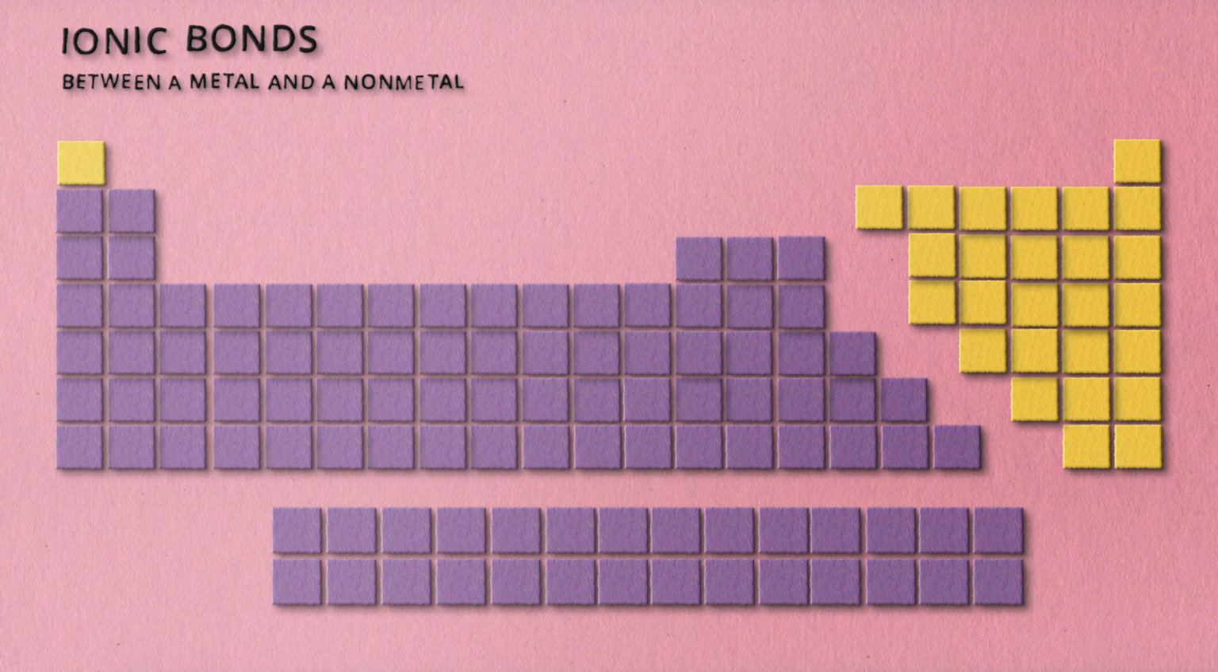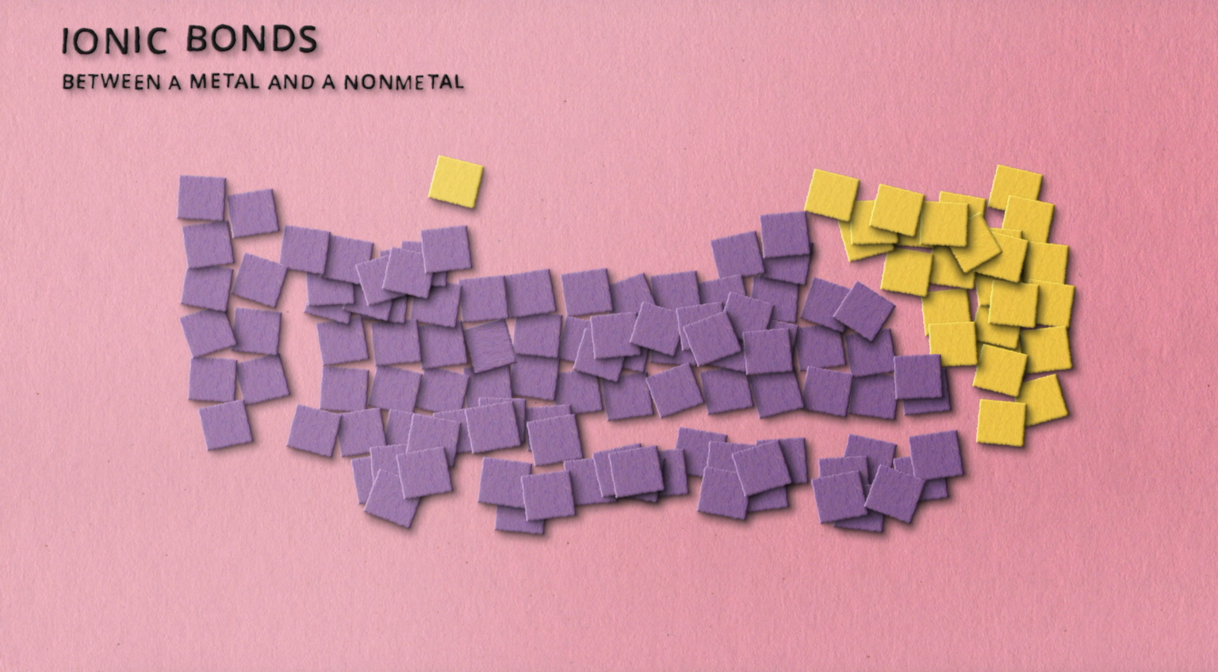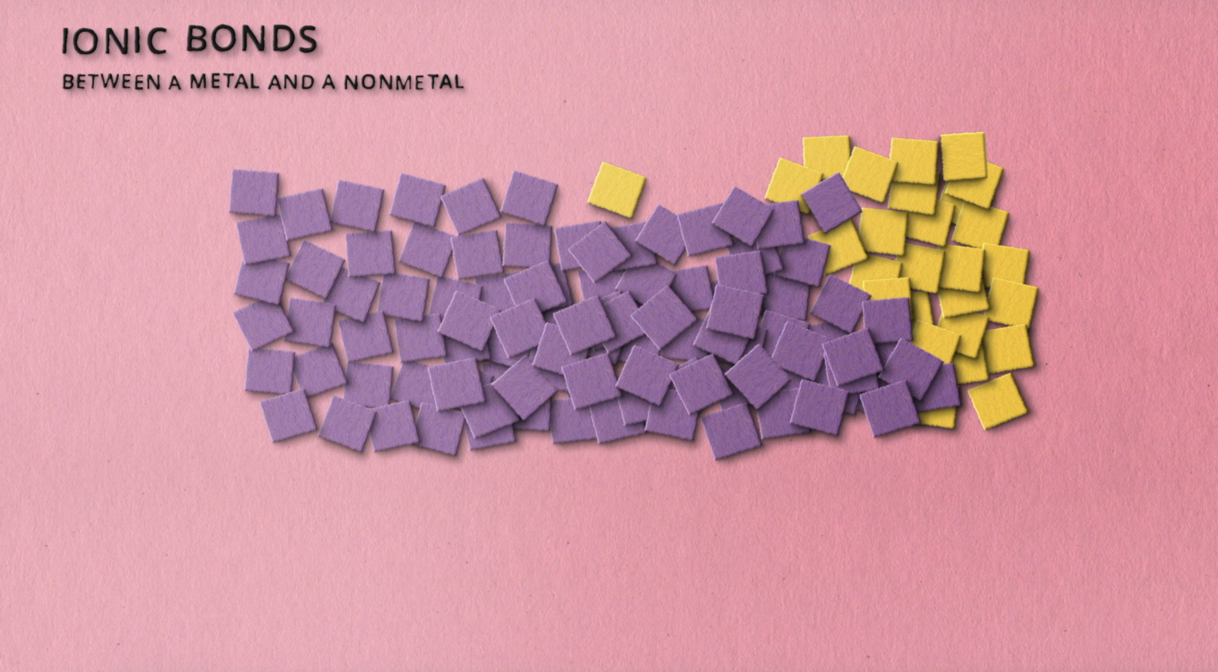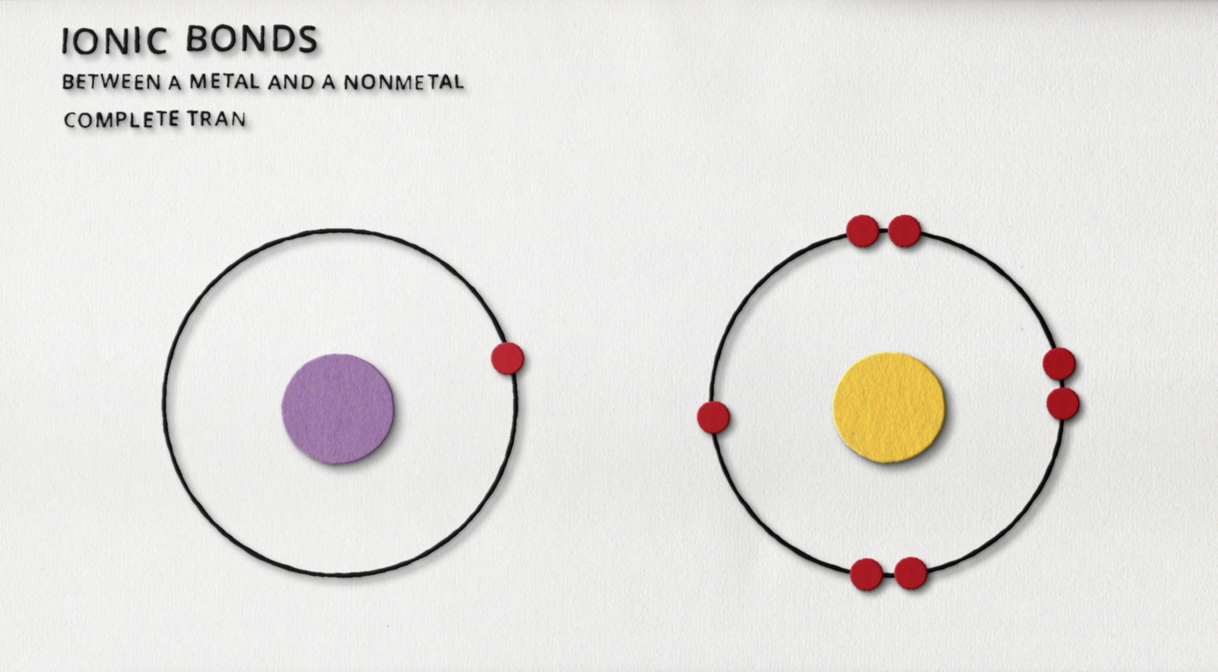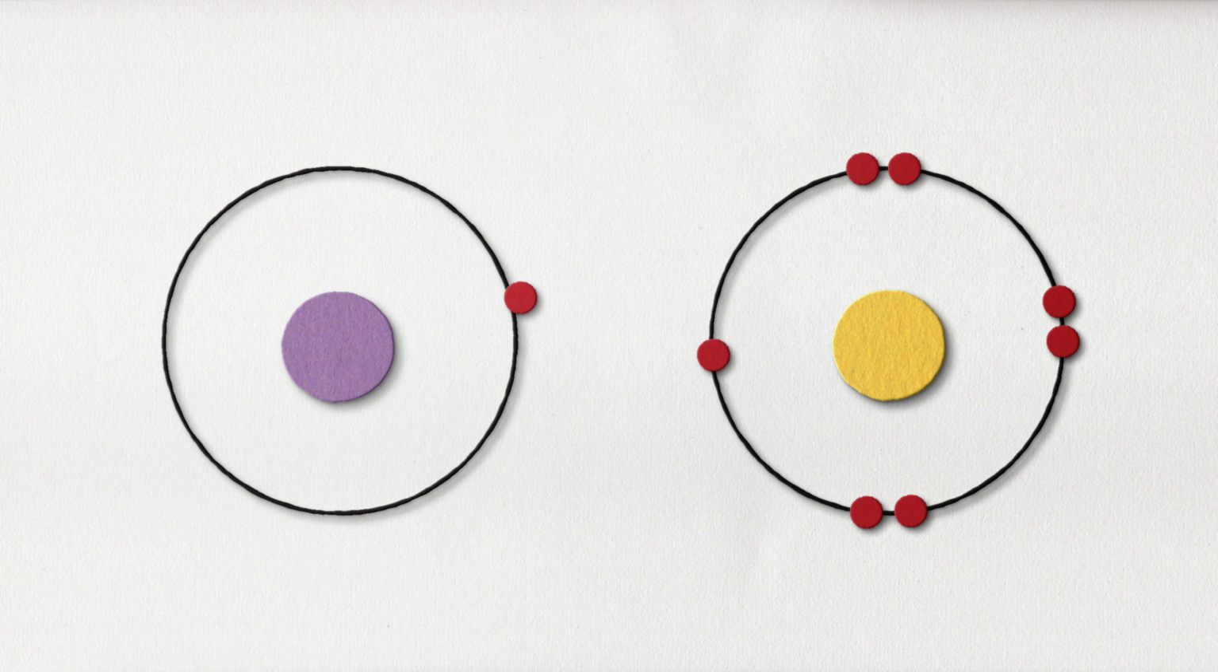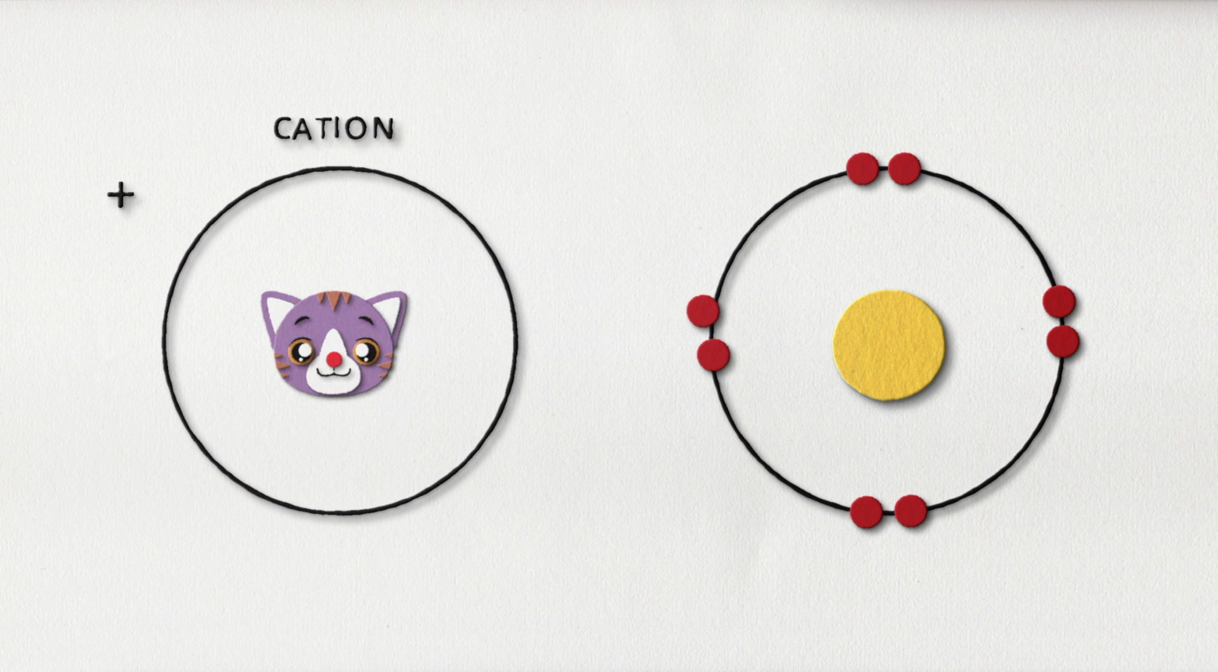Ionic bonds form between a metal and a non-metal, where there is a high polarity between the elements. In this bond, there is a complete transfer of electrons between the atoms. The metal atom loses its electrons to become positively charged. We call this a cation. The non-metal atom receives the electrons from the metal, becoming a negatively charged anion.